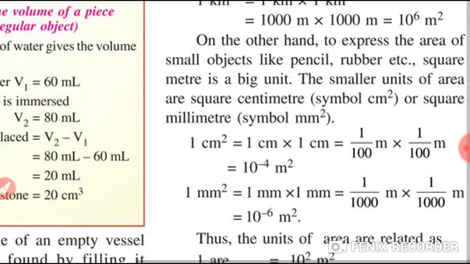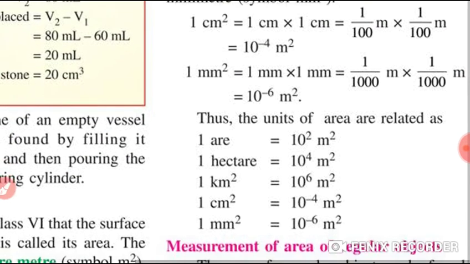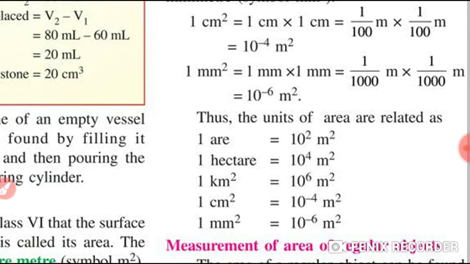On the other hand, to express the area of small objects like pencil, rubber, etc., square meter is a big unit. So the smaller units of area are square centimeter and square millimeter. That means 1 centimeter square is equal to 1 upon 100 meter into 1 upon 100 meter. That means 10 raised to power minus 4 meter square. 1 millimeter square is equal to 1 millimeter into 1 millimeter. That means 1 upon 1000 meter into 1 upon 1000 meter. That means 10 raised to power minus 6 meter square.